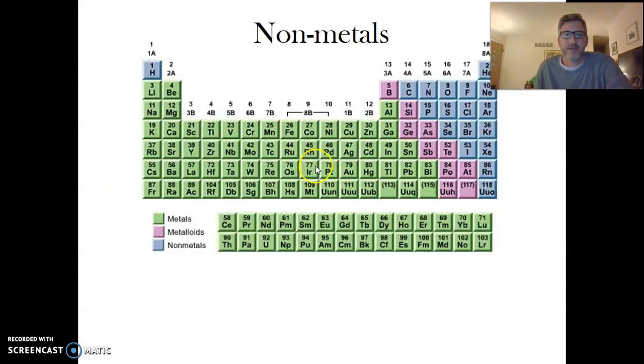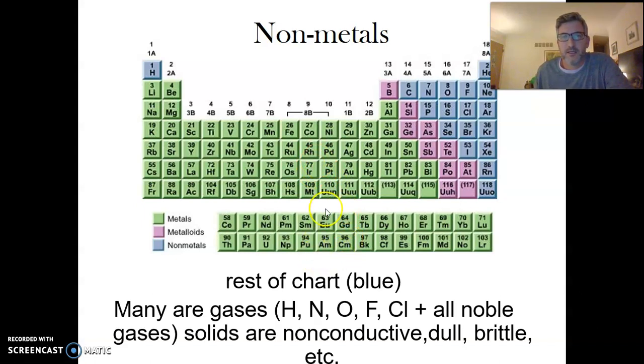And then finally, the nonmetals. These guys make up the rest of the periodic table. Most of them are gases. So like all the noble gases are, of course, gases. Chlorine, fluorine, oxygen, nitrogen, those are all gases. There are a few that are solids: carbon, phosphorus, sulfur, selenium, iodine. Those are all gases. I'm sorry, those are all solids. But most of them are going to be gases at room temperature.